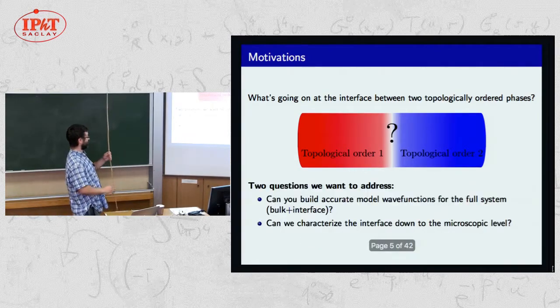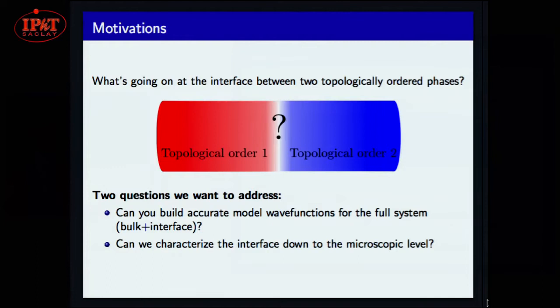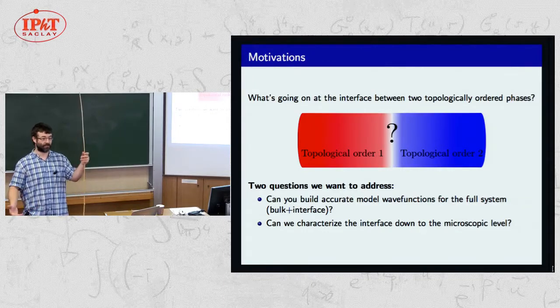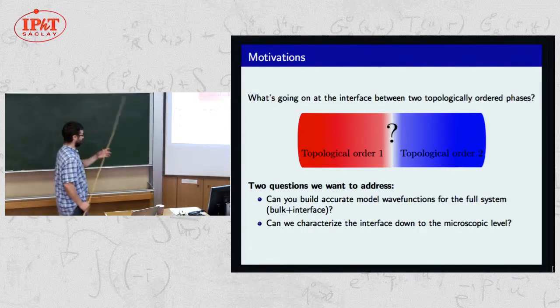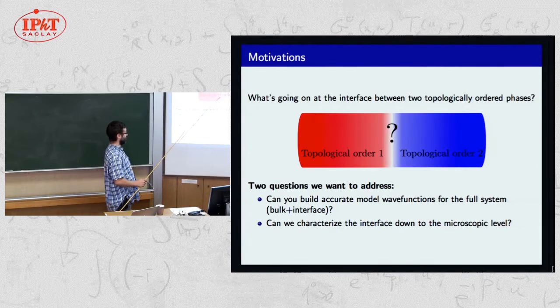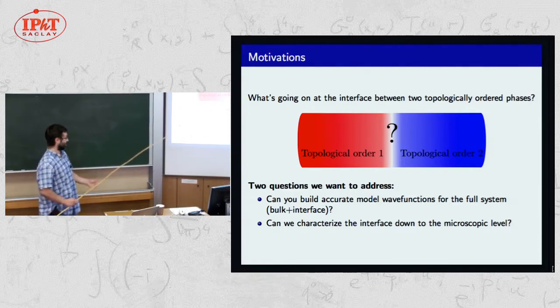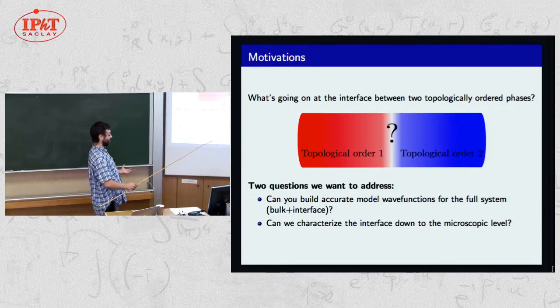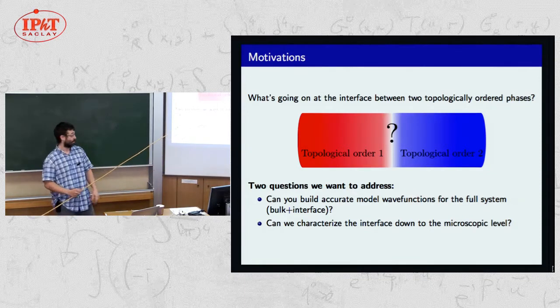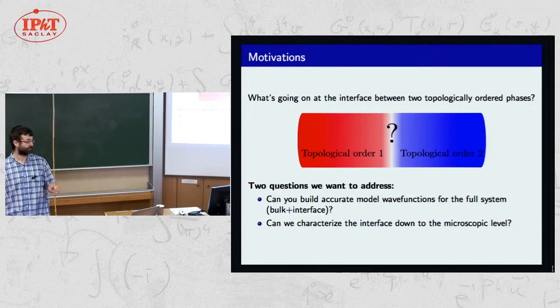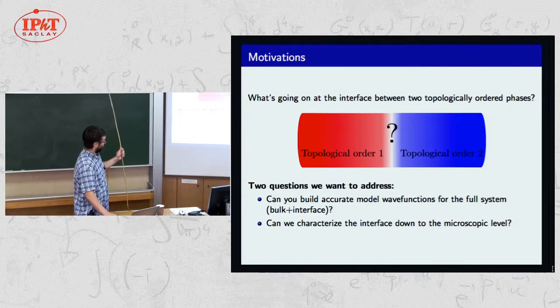So what I wanted to do is actually try to make this controlled. And how do you make this controlled? You actually have to take the bulk into account. So we want to write a model state, like the Laughlin state in that sense is a model state, that will describe everything: the bulk of topological order 1, the bulk of phase number 2, and the interface. And so the idea is with this to see if we can indeed see this kind of interface. Does it emerge? Do we have the right phenomenology? And also what happens at the microscopic level? Like what's the size of the interface, for instance? So that's a big motivation.